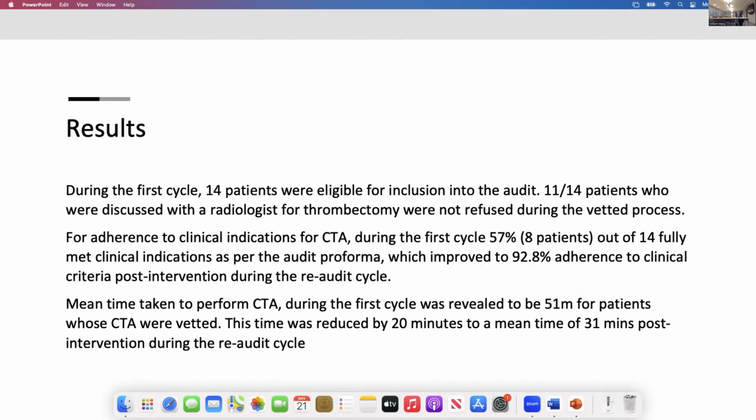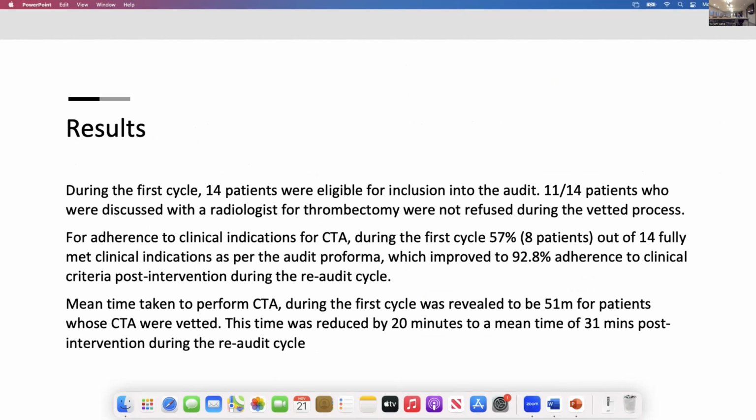So what were our results? During the first cycle, 14 patients were eligible for inclusion into this audit. 11 out of 14 patients who were discussed with the radiologist were not refused. So even the radiologist initially agreed, okay, you don't need to speak with us, just take the patient into the scanner.